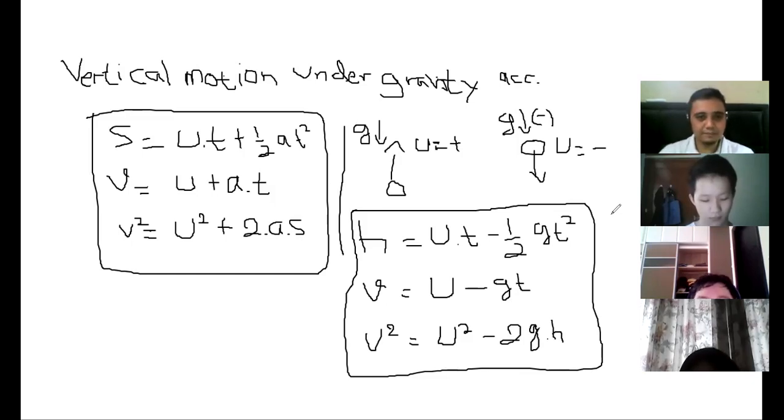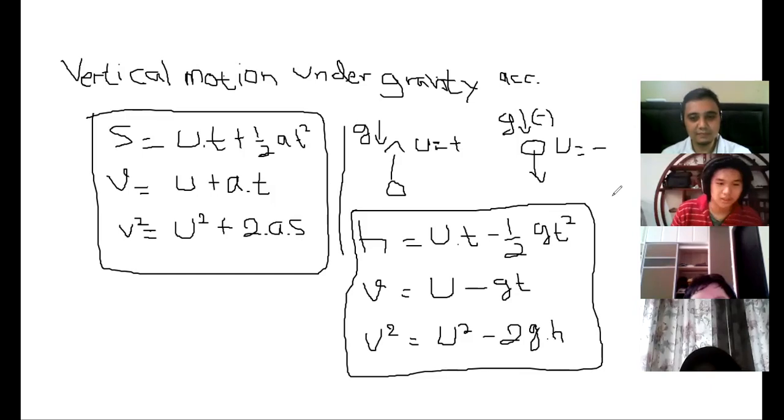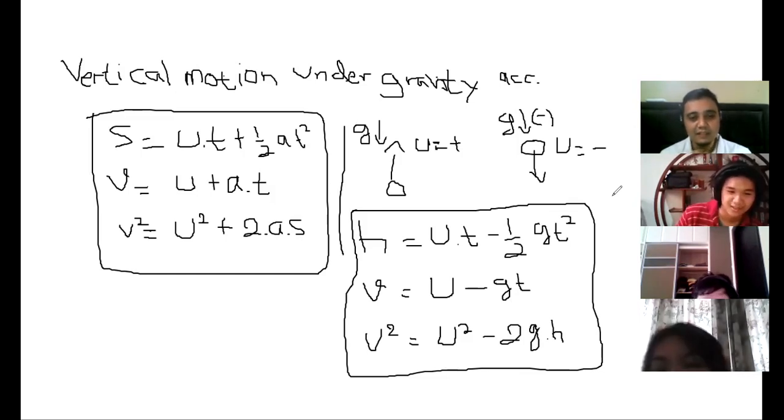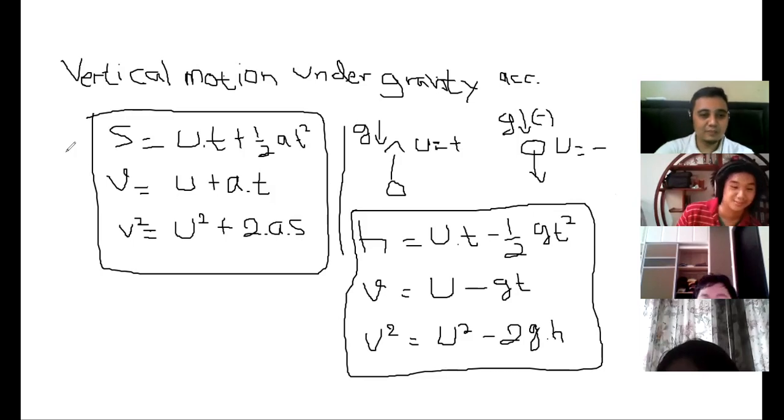All right. Any question? Why is it, I just want to know, v squared equals u squared plus 2as. Why is it u squared, and what is s? s is distance, yeah. From this equation, s is the distance traveled or displacement, right?